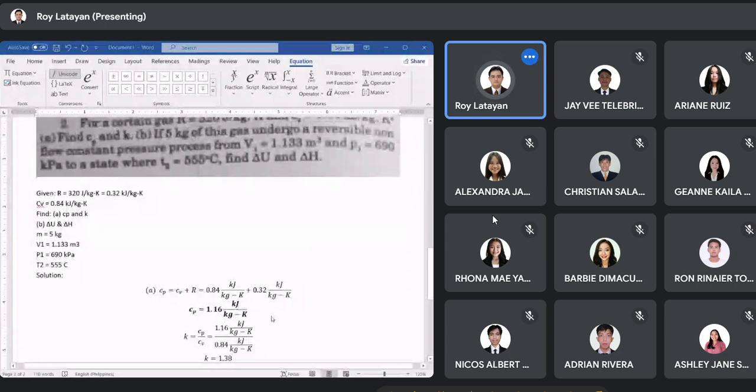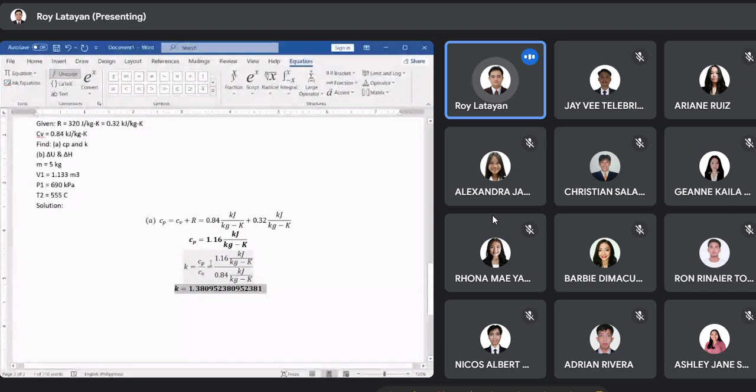Repeating pala siya. Hindi ganito karami yung kasya sa calculator. Yan yung value ng k natin. So, meron na tayong Cp, meron na tayong k. Alam niyo naman pag exam yan ay may points to.